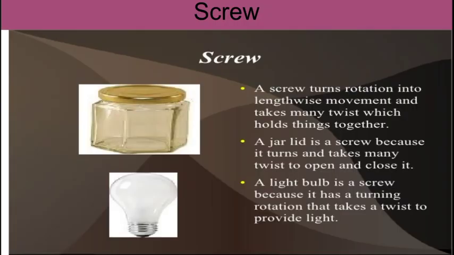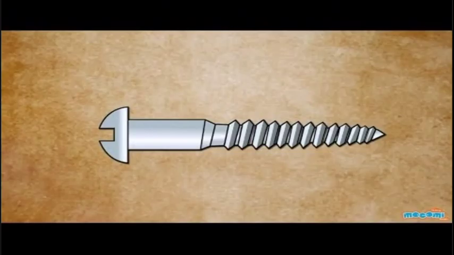A screw turns rotation into lengthwise movement and takes many twists, which holds things together. A jar lid is a screw because it turns and takes many twists to open and close it. A light bulb is a screw because it has a turning rotation that takes a twist to fit. So this is the screw.